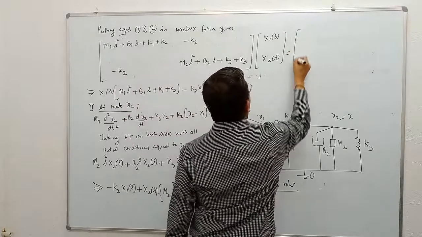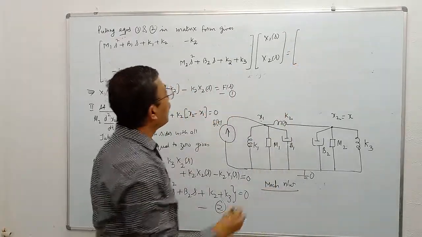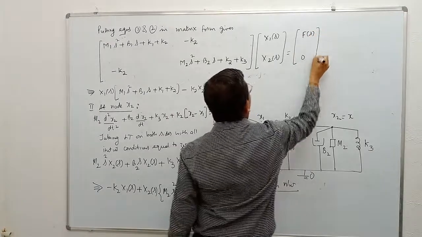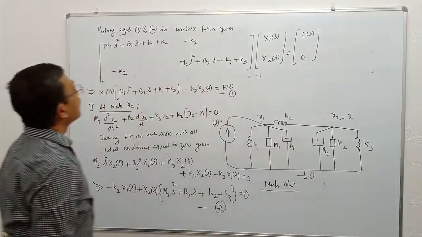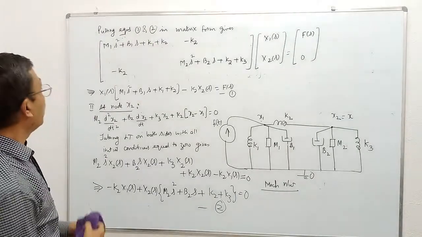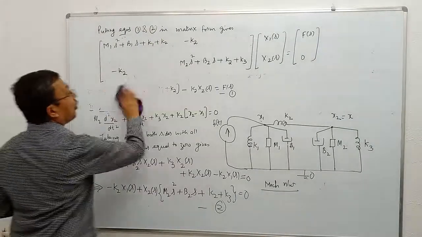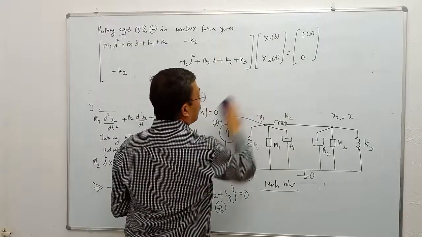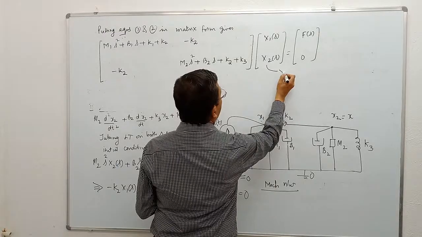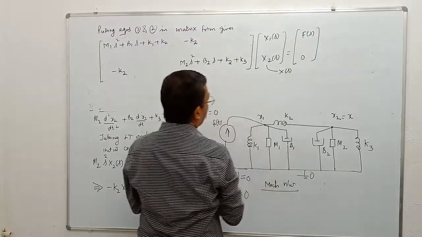In the first equation, on the right hand side, we have got f of s. In the second equation, on the right hand side, we have got 0. This is the matrix relation, the matrix equation. Now we shall solve for x2 of s. Please note that x2 of s is nothing but x of s, the variable of interest.